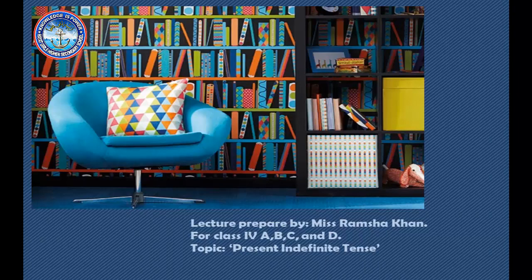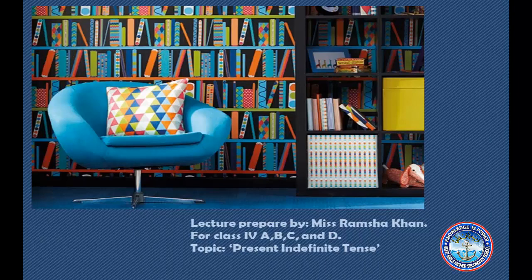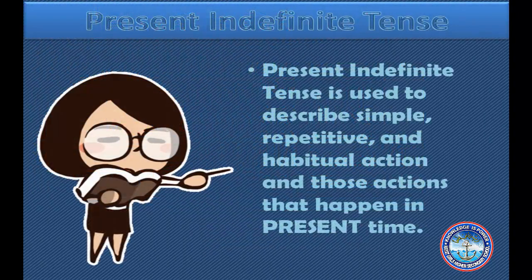Today we are going to cover a very basic yet important topic, that is present indefinite tense. So let's begin with the definition first. Present indefinite tense is used to describe simple, repetitive and habitual actions, and those actions that happen in present time. This tense mentions simple, habitual actions, general or universal truths, and repeated actions occurring on a regular basis.